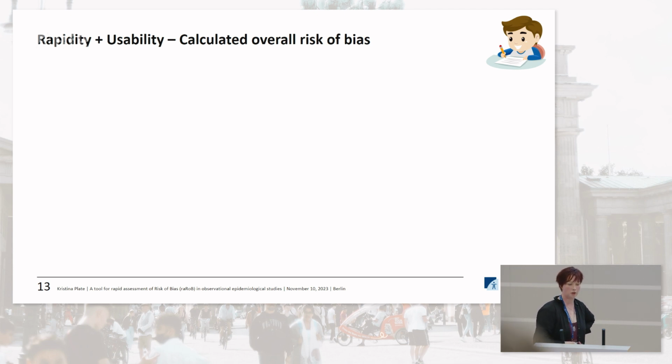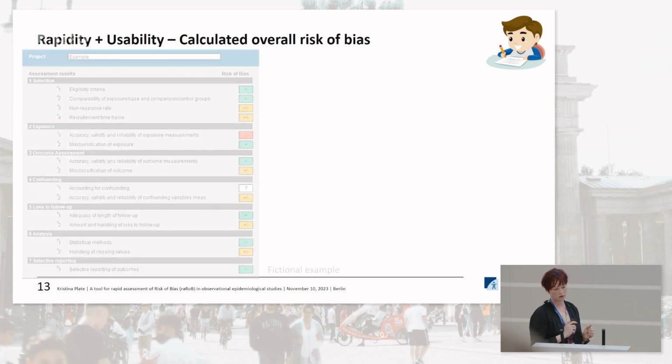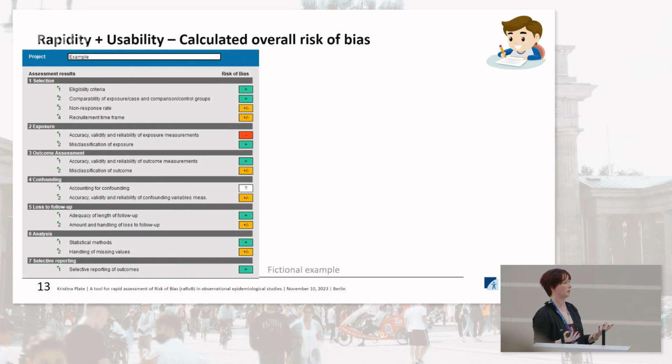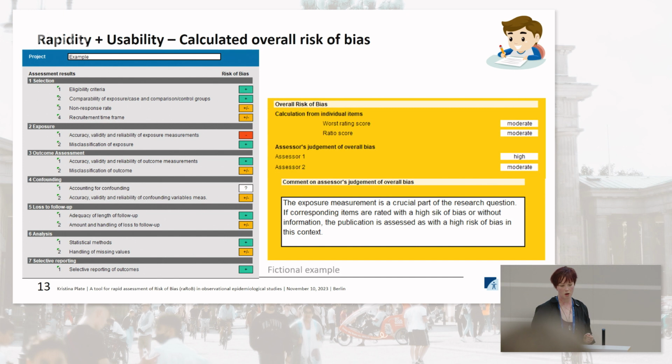And we have our calculated overall risk of bias. If we are finished with our rating, we have a concise sheet that shows us in an overview our ratings with color-coded signs, and also this part of the result sheet where we have some overall risks of bias which were set by the calculation, and also which could be set individually by the assessors, and also giving the reason for this.